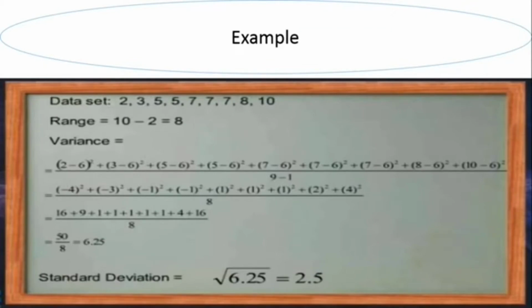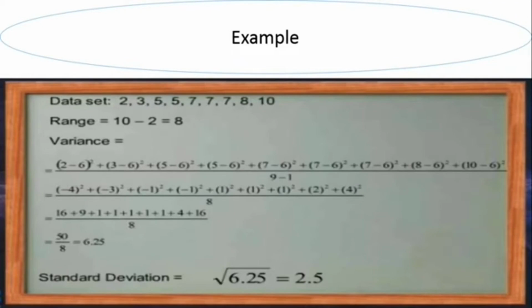So the range of our sample is 2. The variance is, as I told you, the sum of squares of differences to the mean divided by the number of observations minus 1. So you can compute our sample variance and find that it is 6.25, and the standard deviation is just the positive square root of our variance, which is 2.5.